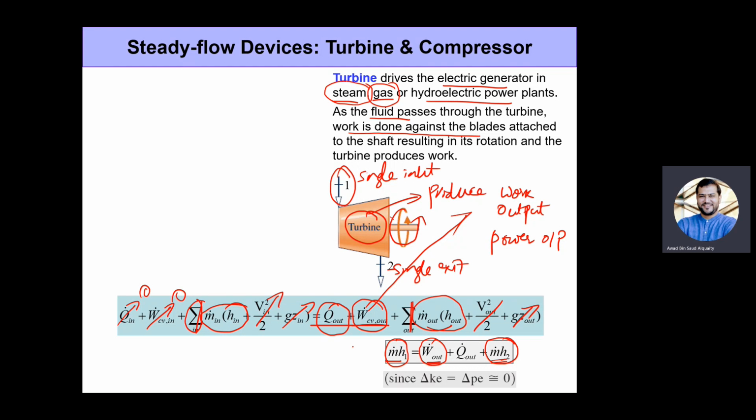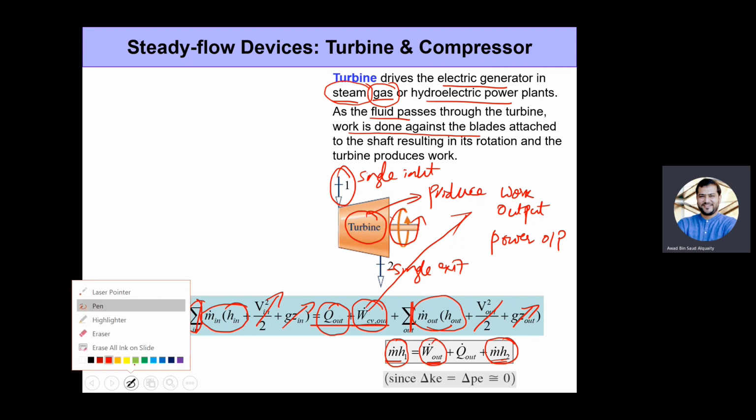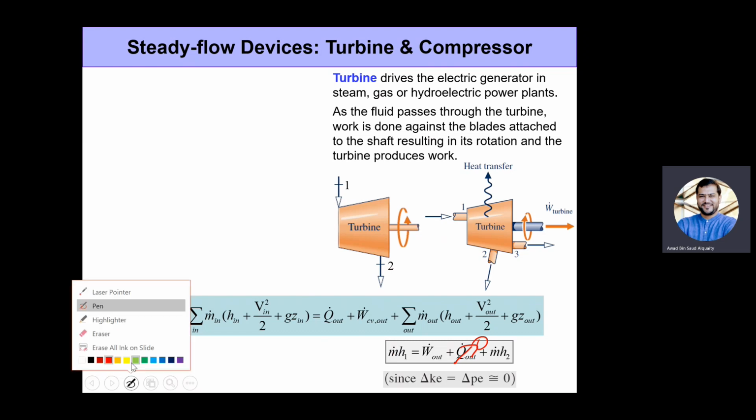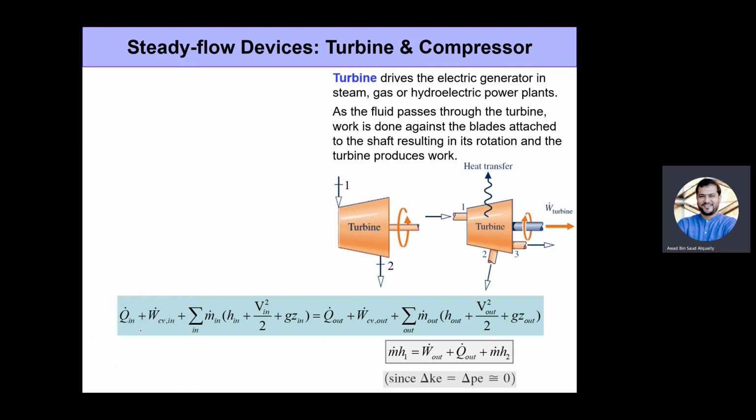And this is a very simple energy balance for a single inlet, single exit turbine, let's say with some heat loss to the surroundings. If you don't have any heat loss to the surroundings, you can of course make this Q out also zero. Now, let's consider another example where we don't have a single inlet, single exit turbine, but a single inlet, double exit turbine.